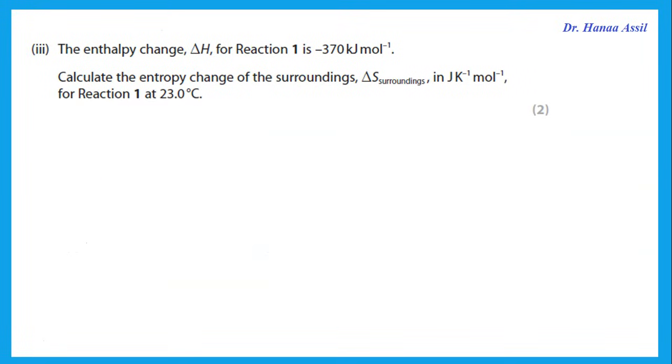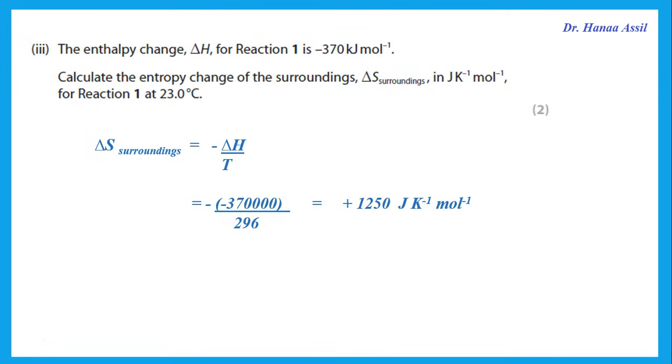The enthalpy change for the reaction is this. Calculate the entropy change of the surroundings. You should remember delta S surroundings is minus delta H over T. We are given the value for delta H. The temperature is 23 degrees Celsius. Of course, we have to add 273 to change it to Kelvin. And that means this is the value for delta S surroundings. Of course, if the delta H is negative, the delta S surroundings comes out as a positive value.